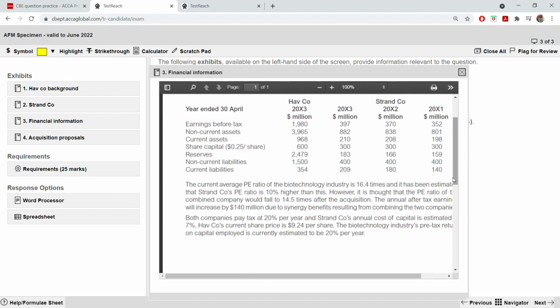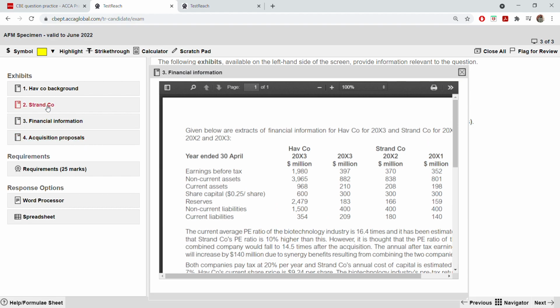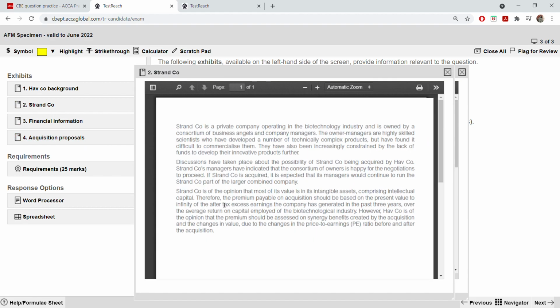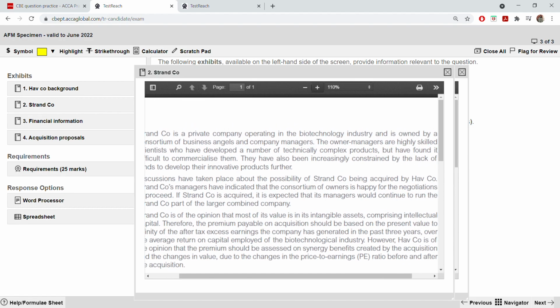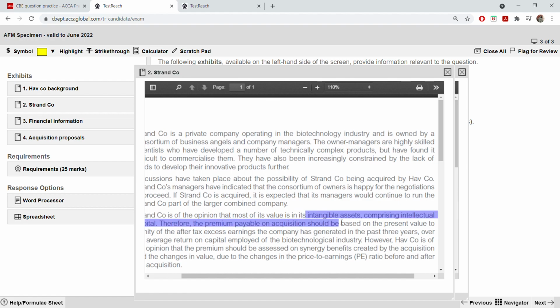So they are giving you this, and also here you can see Strength company is of the opinion that most of its value is in intangible assets. So this line tells you which method you have to use, and the other one is the price earning ratio. So these are the two valuation methods, how you value a company.